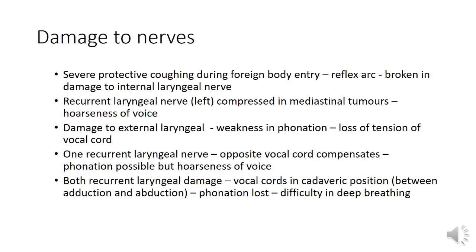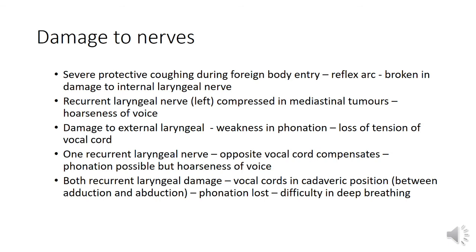Moving on to the clinical relevance of damage to nerves. It is also the clinical relevance of the paralysis of the intrinsic muscles of larynx. The first thing which happens when there is a scenario of foreign body lodging in the larynx and causing suffocation is a severe protective coughing which tries to expel the foreign body. This protective mechanism is instituted by the body itself to prevent suffocation. And this coughing is brought about by a reflex arc of which the internal laryngeal nerve is a part. So, if there is damage to the internal laryngeal nerve, this reflex arc is broken, leading to loss of protective coughing.